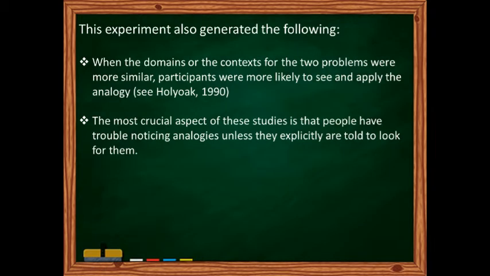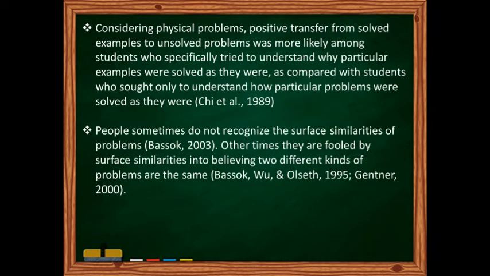This experiment also generated the following findings. First, when the domains or the context for the two problems were more similar, participants were more likely to see and apply the analogy. Second, the most crucial aspect of these studies is that people have trouble noticing analogies unless they explicitly are told to look for them. The third one is, considering physical problems, positive transfer from solved examples to unsolved problems was more likely among students who specifically tried to understand why particular examples were solved as they were, as compared with students who sought only to understand how particular problems were solved.